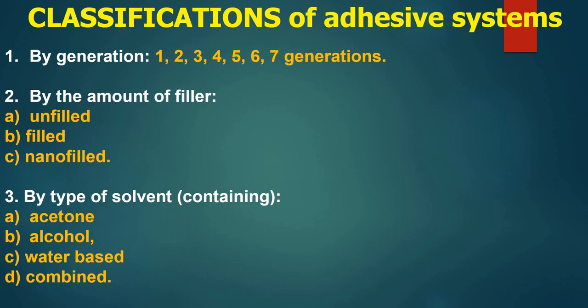Classification of adhesive systems. By generation, it can be 1, 2, 3, 4, 5, 6, 7 generations. By the amount of filler: unfilled, filled, and nanofilled. By type of solvent: containing acetone, alcohol, water-based, combined.